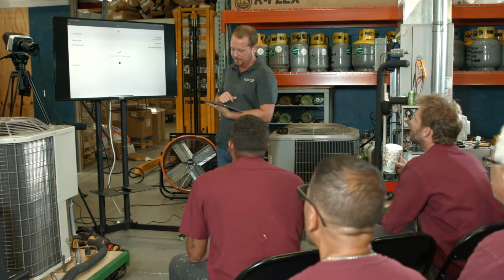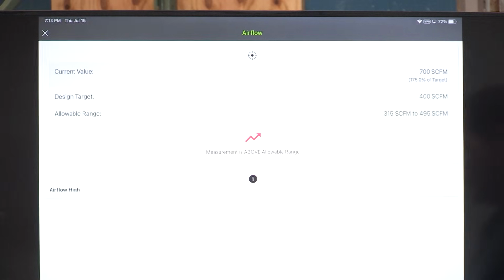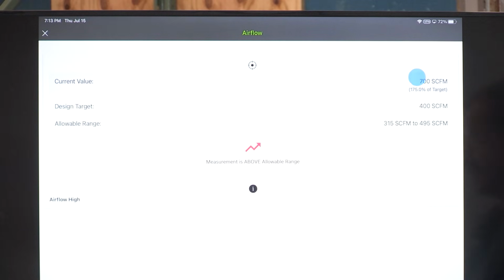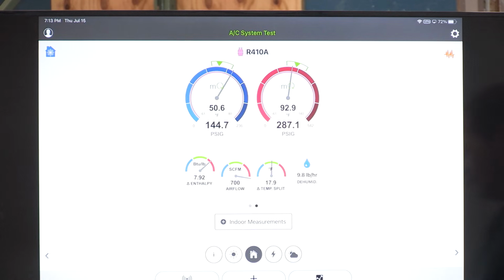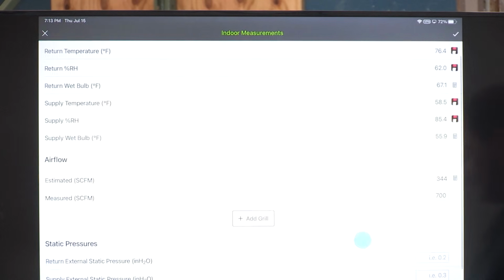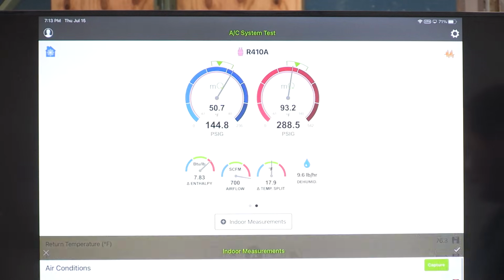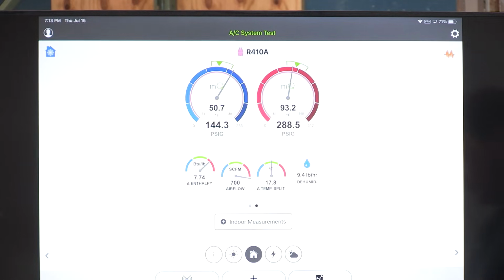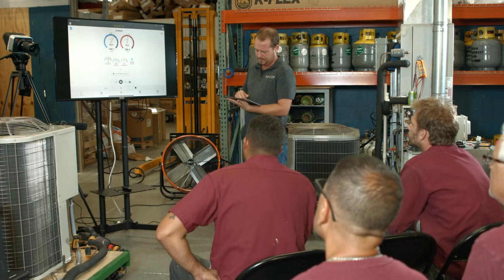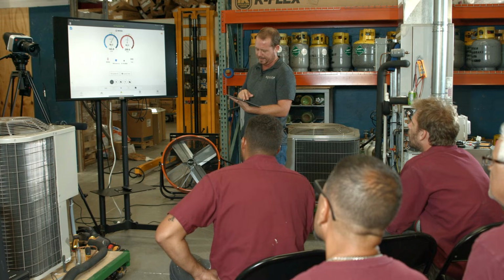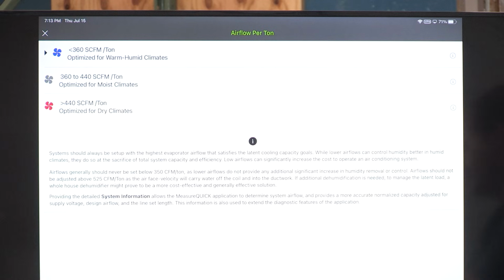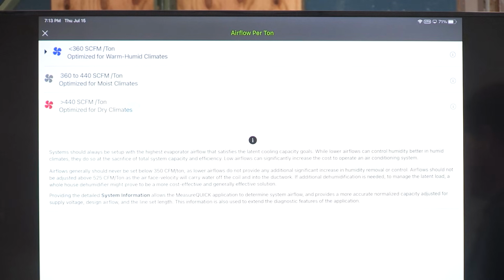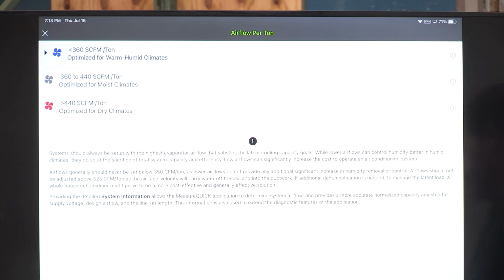Now I already set the airflow to 700 SCFM, which is something you can do. The Measure Quick doesn't allow you to set the airflow in the profile anymore. If you go back to the whole CFM per ton where you can pick which one, it doesn't let you pick it. If you click the other ones, it doesn't do anything. That's behind a paywall now.